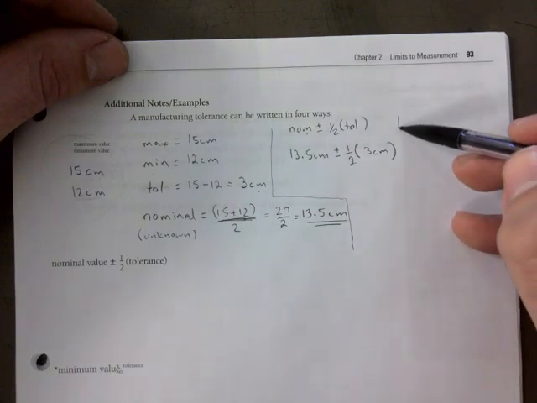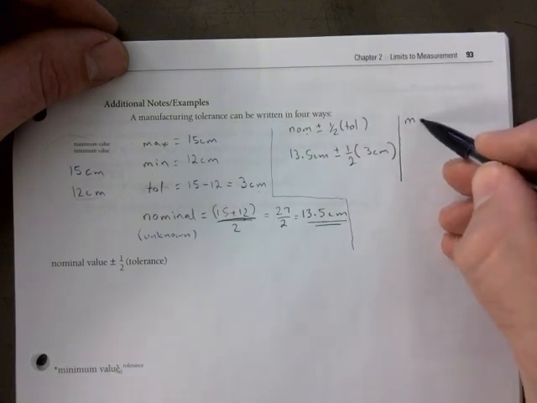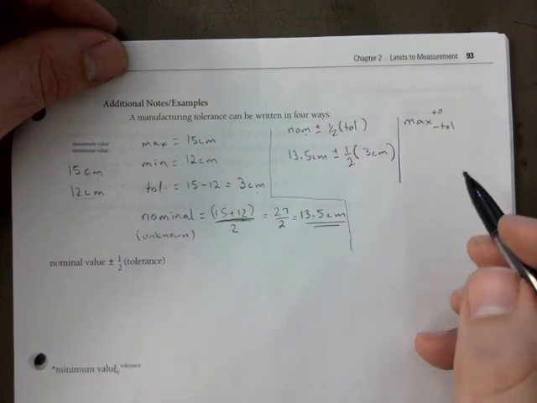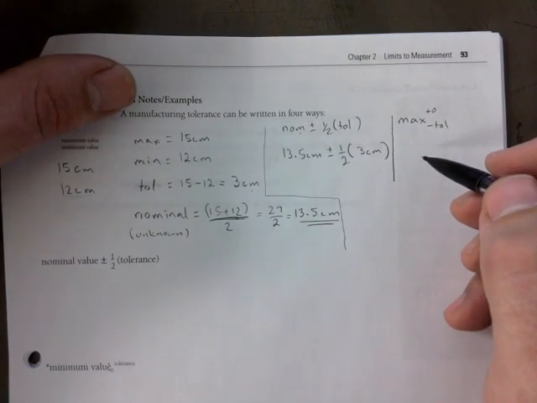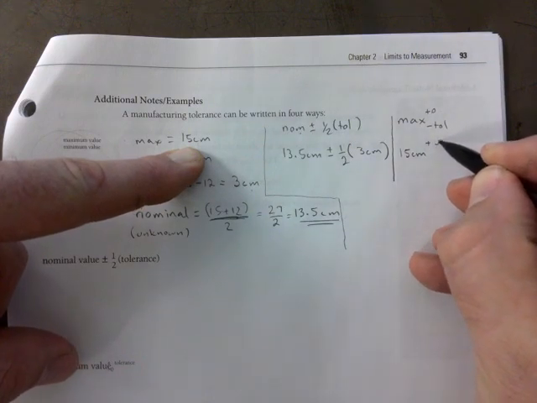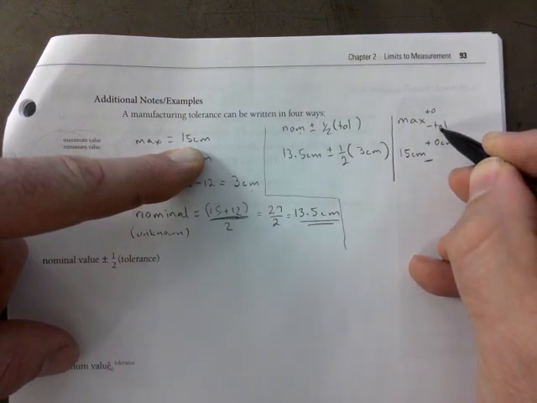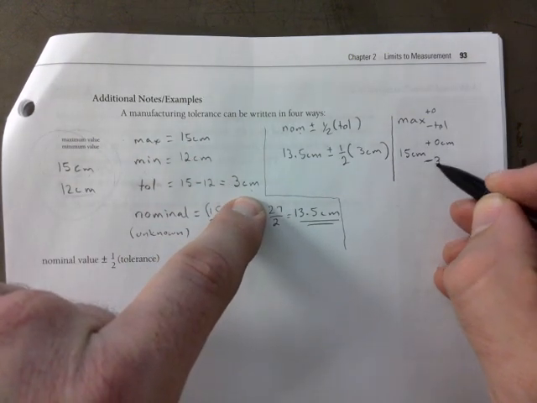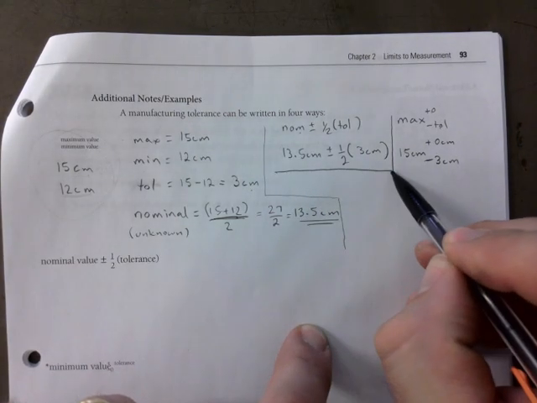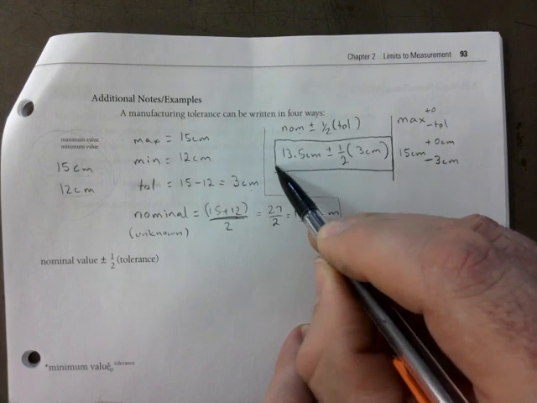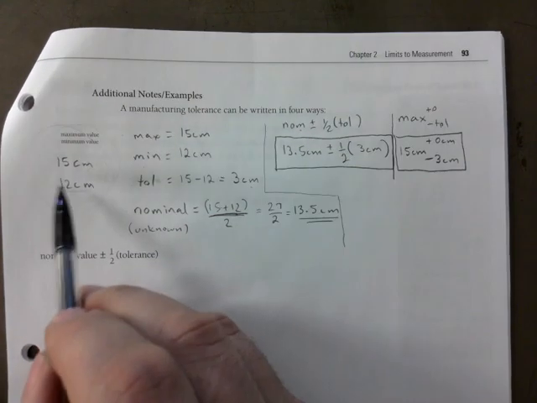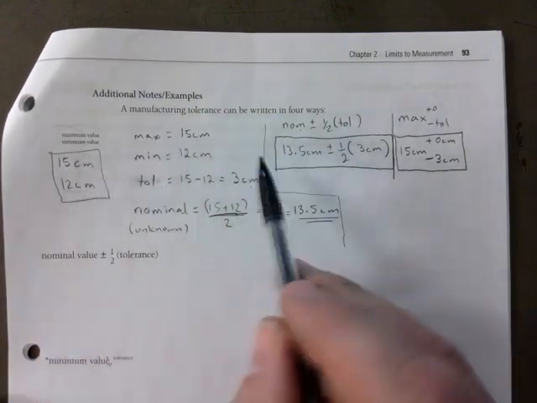Okay. Let's say I wanted you to write it like this: max plus 0 minus tolerance. That's the other format. What's your max in this case? It's right there. Plus 0 centimeters minus, what is the tolerance? It's 3. Bingo. Let's box all of these in here. This is the other format. This is another format. So technically you started with this format. So it's 1, 2, 3.